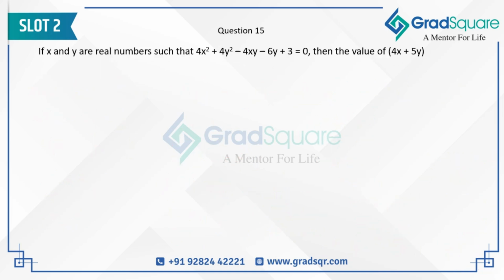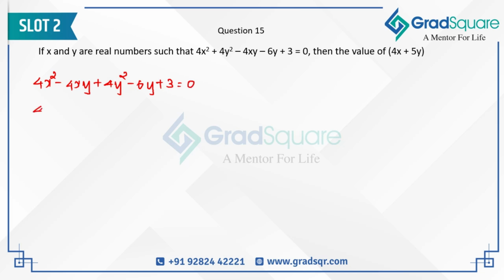Now in this question, if x and y are real numbers such that 4x square plus 4y square minus 4xy minus 6y plus 3 equal to 0, then the value of 4x plus 5y is the question. Now I'm going to make some modification to group the terms. So 4x square minus 4xy plus 4y square minus 6y plus 3 to be equal to 0.